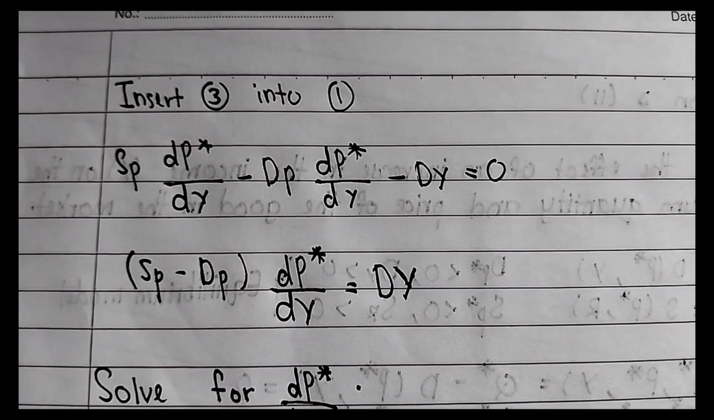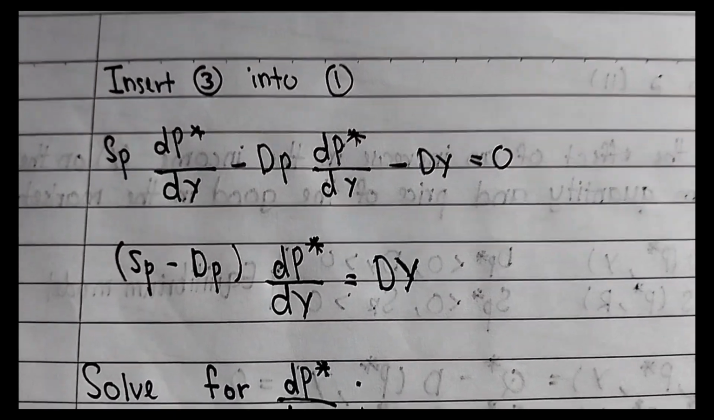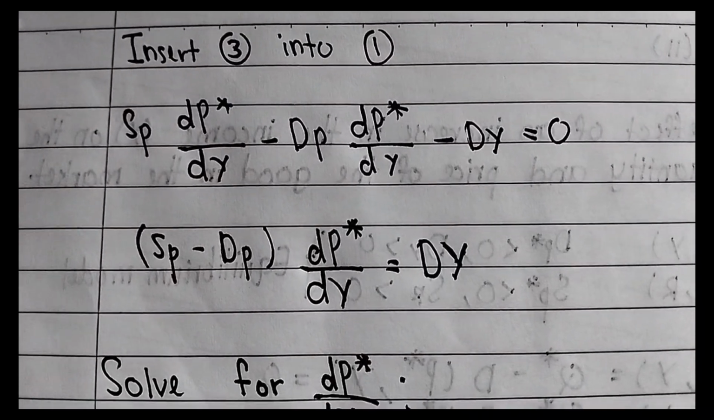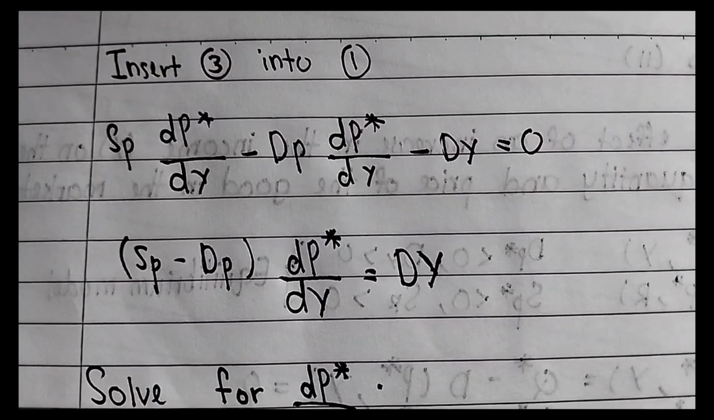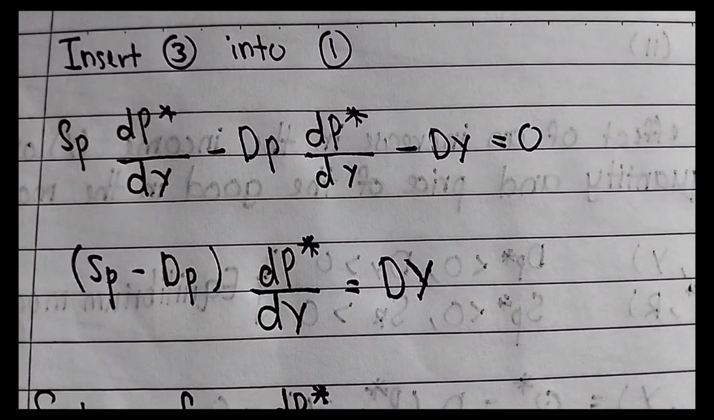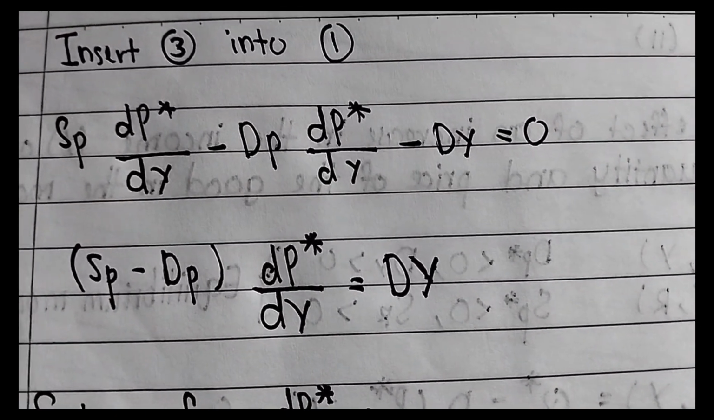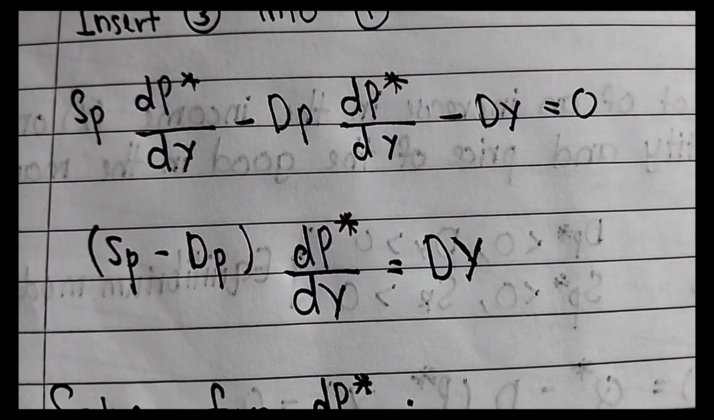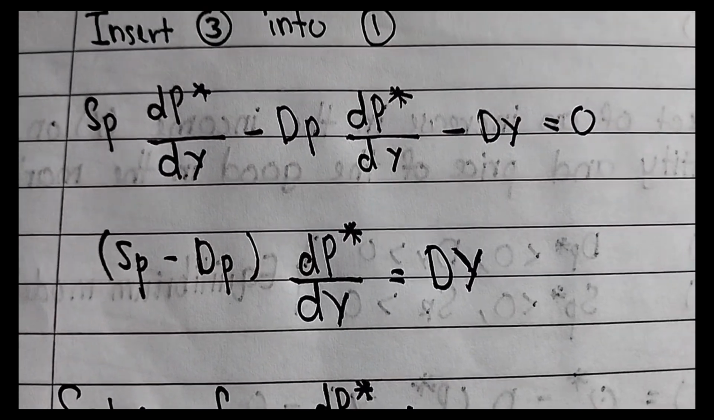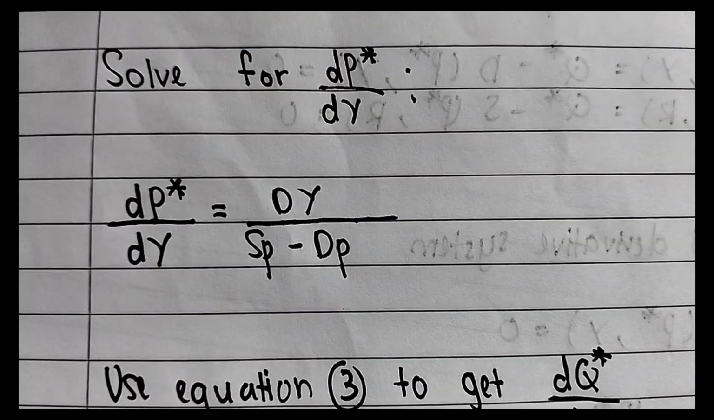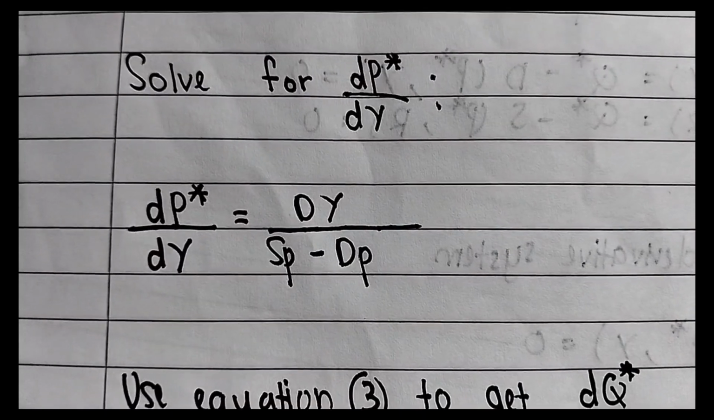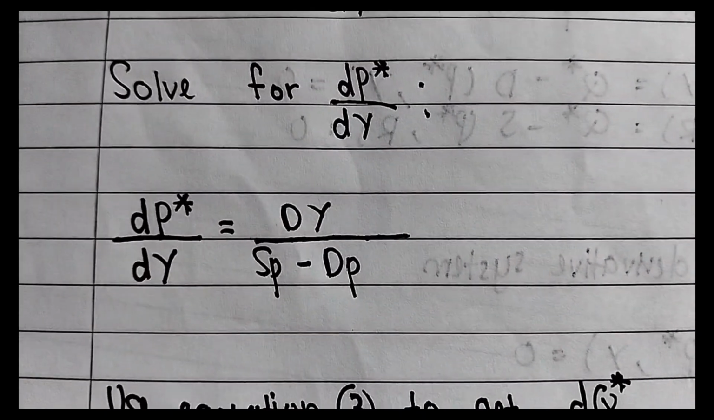And then we need to insert the third equation into the first equation, which will be SP dP star divided by dy minus dP dP star divided by dy minus dy equals to 0. So this equation we already insert into the first equation, and then we must put the dy on the right side. So it became SP minus dP in the bracket, dP star divided by dy equals to dy. And then we must solve for dP star divided by dy, which will be dy divided by SP minus dP.